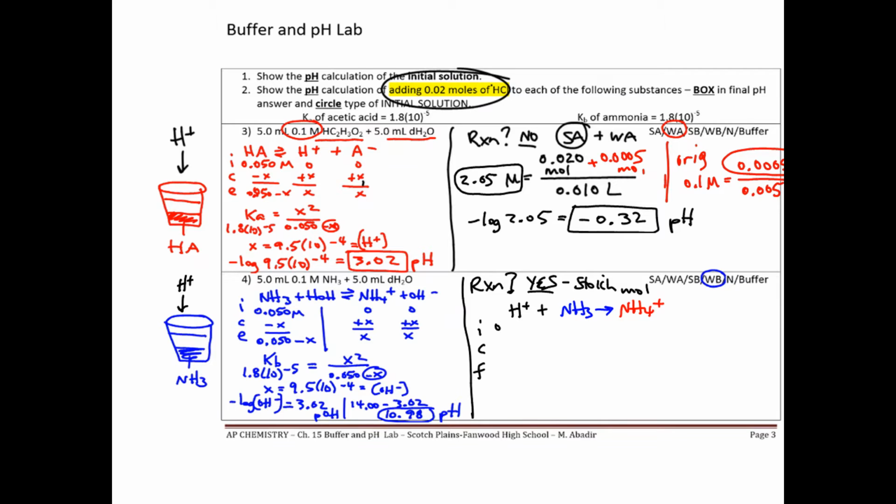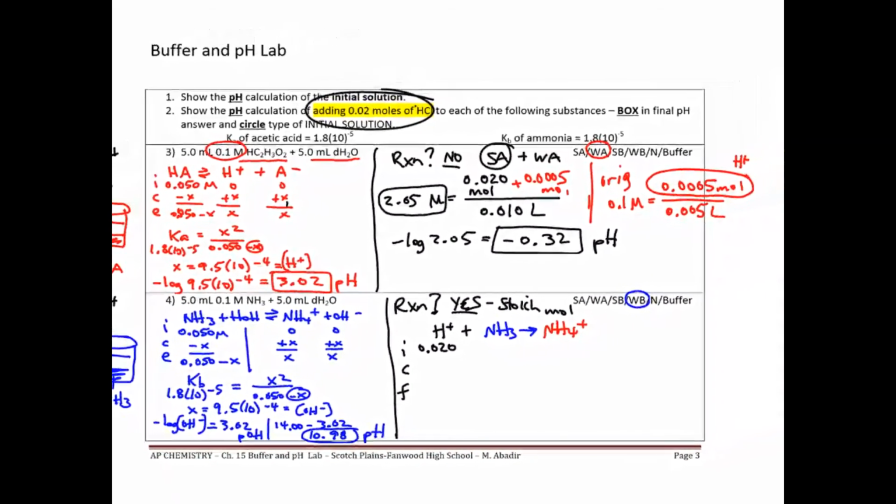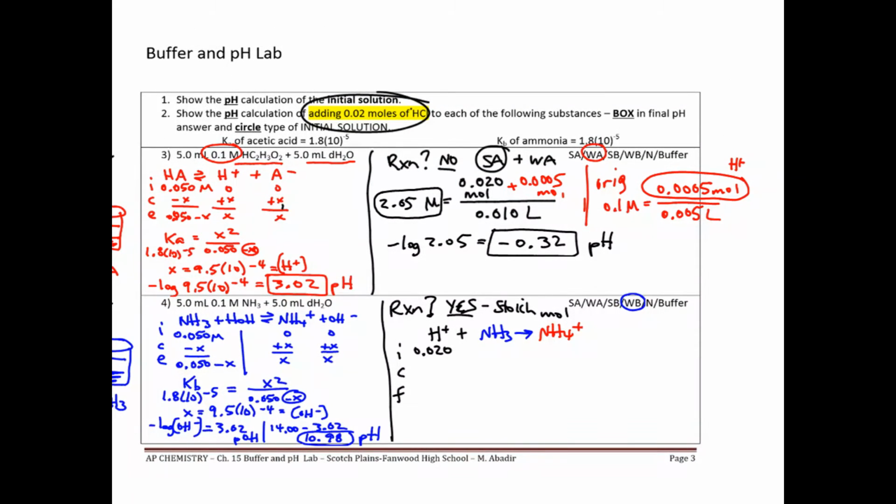I did the H plus of this. Now I need to get my original moles of the NH3. So let's do that over here. Original was 0.1 molar. I had 0.005 liters. So that's going to be 0.0005 moles originally. So that goes right here, 0.0005. I don't have any of the ammonium originally. So the limiting reagent is going to be the ammonia. That's a minus, and then this is a plus.